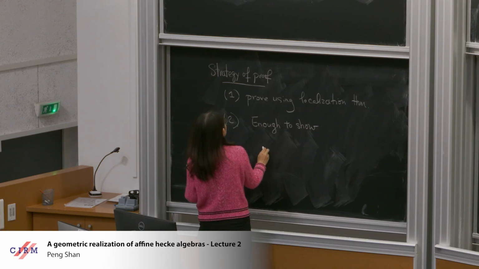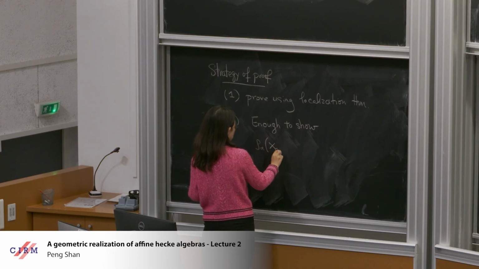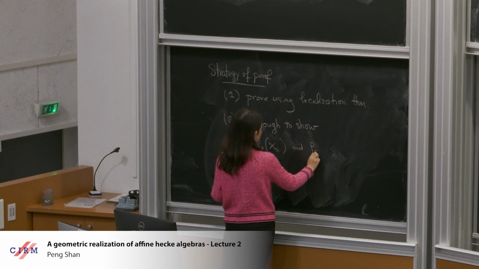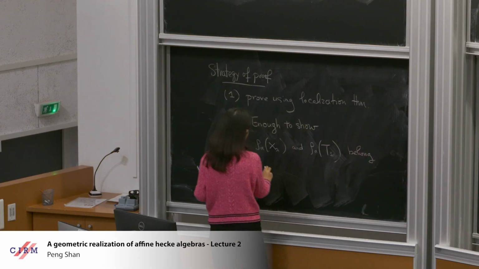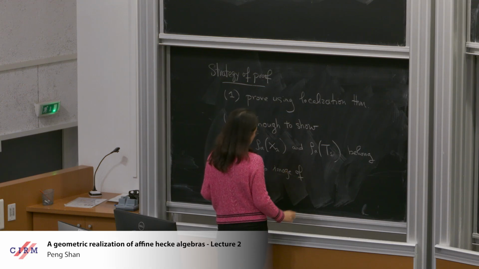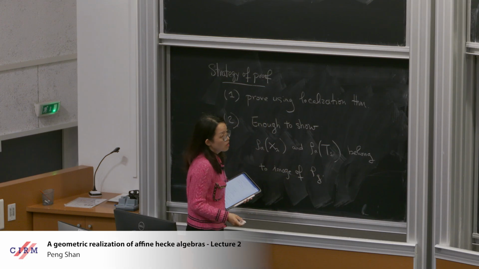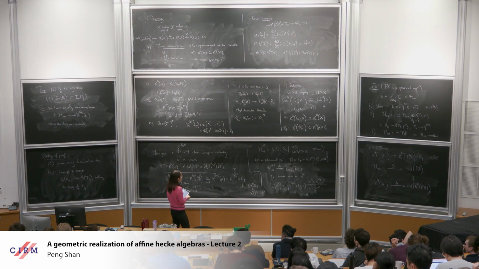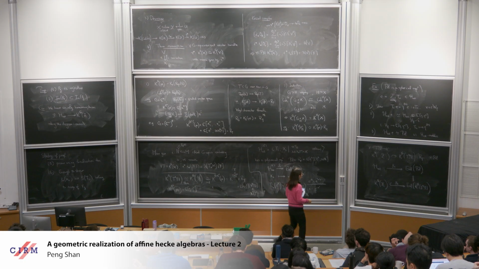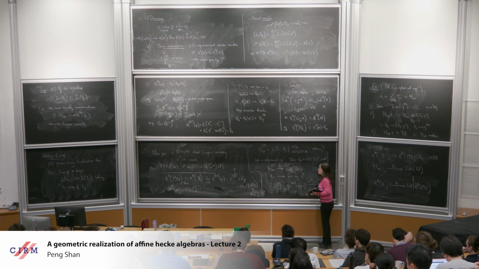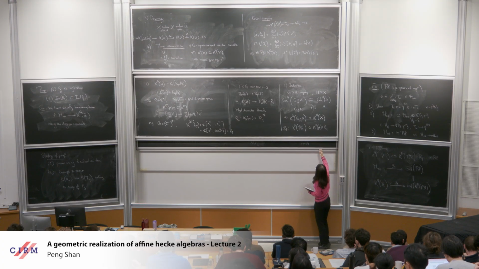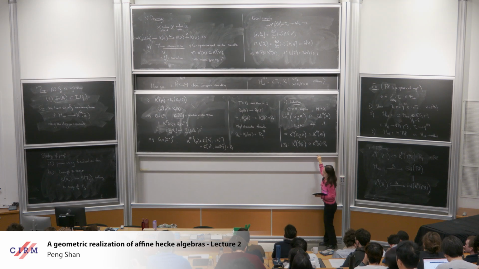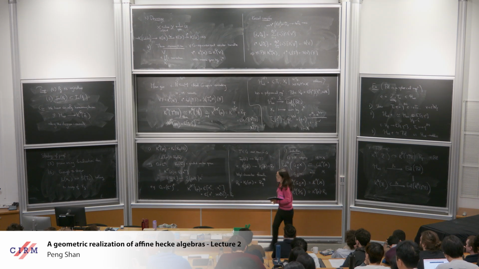that rho A of x lambda and rho A of Ts belong to the image of rho g. Okay, and for this, we will need some structure, so maybe let me discuss a little bit the structure of the Steinberg variety, and then we will finish this proof next time.